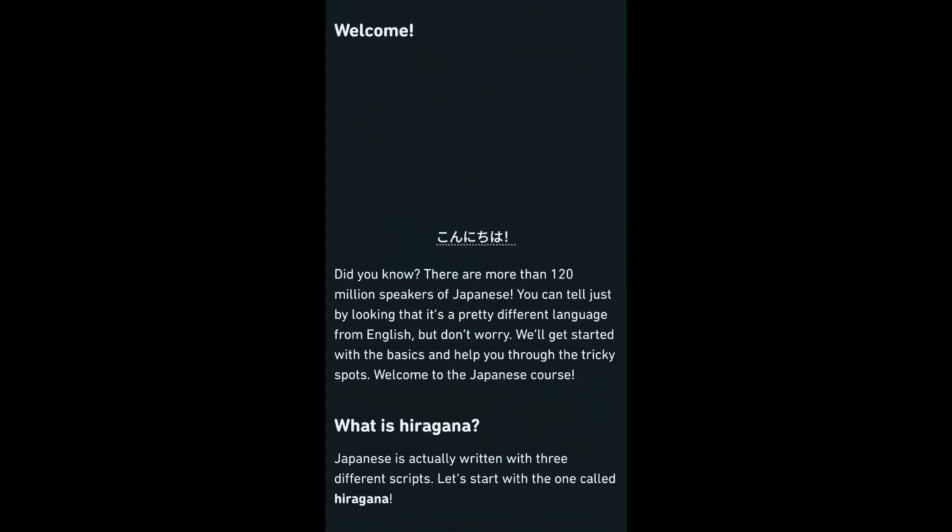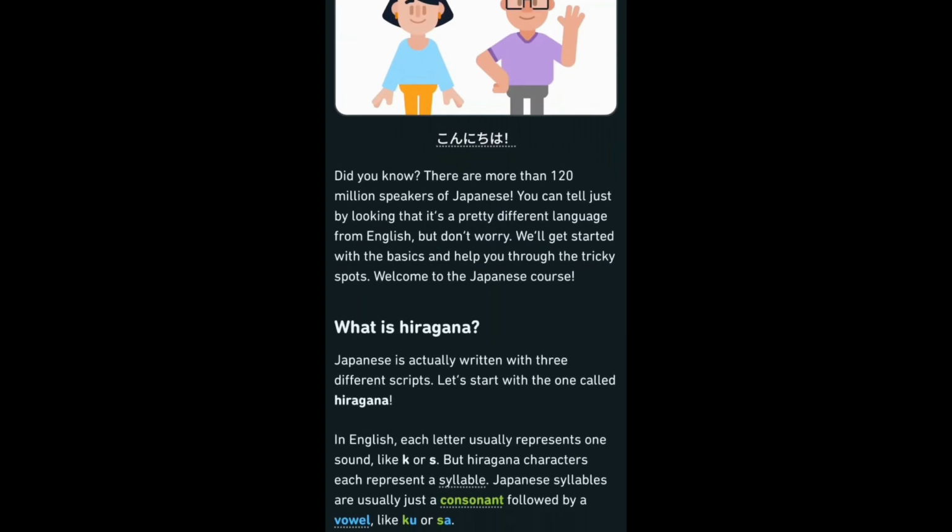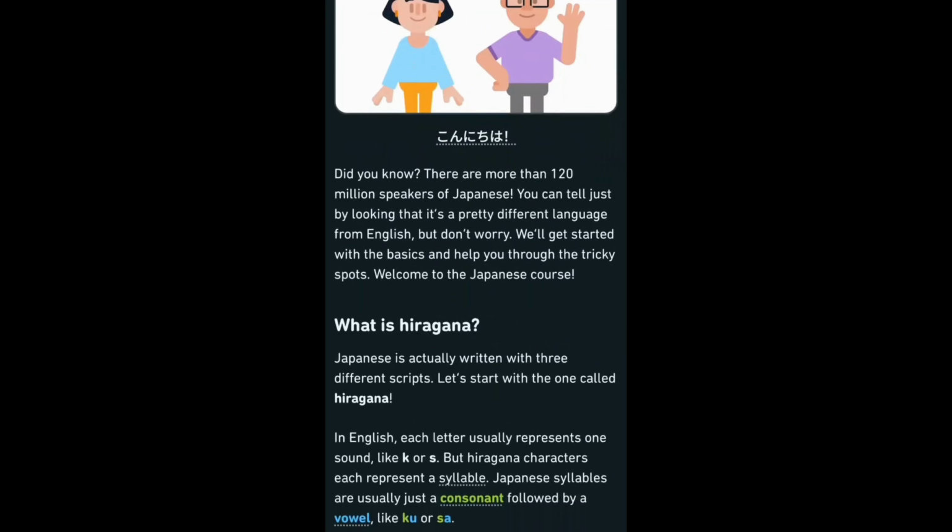So there are a lot of speakers of Japanese, and we're going to move on to what is hiragana. So there are 3 types of scripts. One is called hiragana, one is called katakana, one is called kanji.